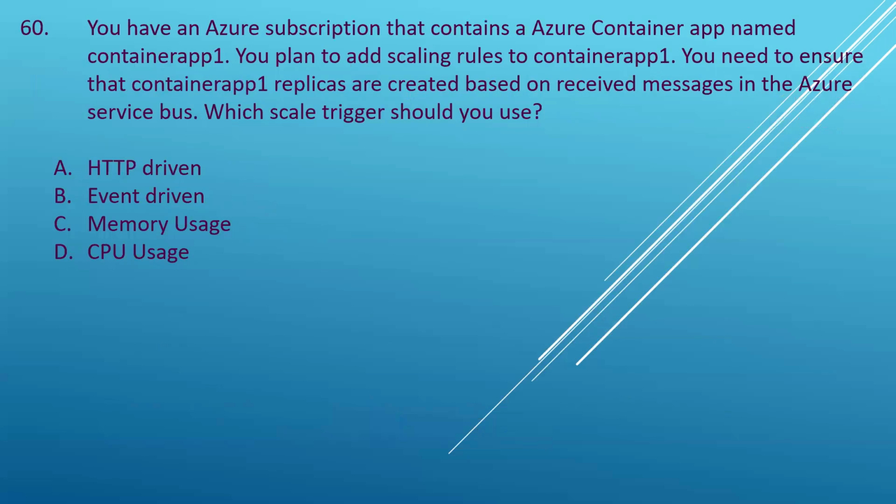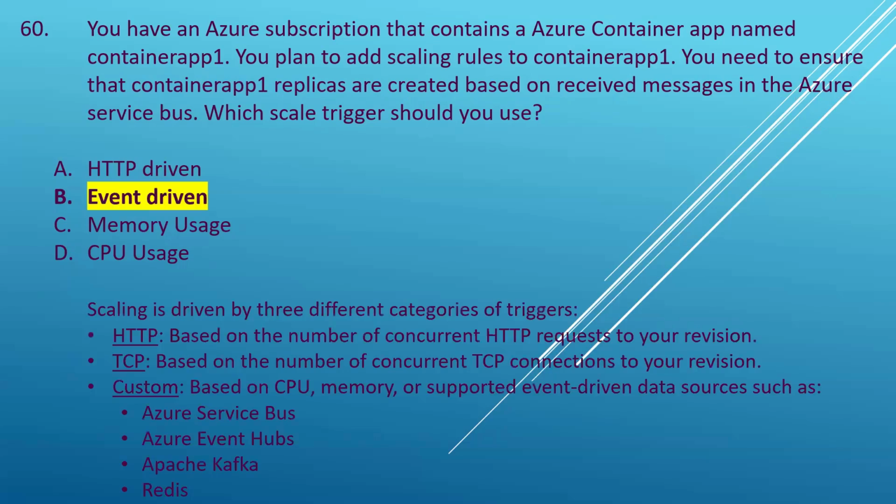You have an Azure subscription that contains an Azure container app named Container App 1. You plan to add scaling rules to Container App 1. You need to ensure that Container App 1 replicas are created based on received messages in the Azure Service Bus. Which scale trigger should you use? Your options are HTTP-driven, event-driven, memory usage, and CPU usage. So the correct answer is option B, event-driven.